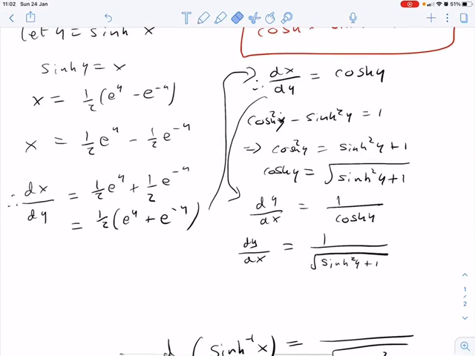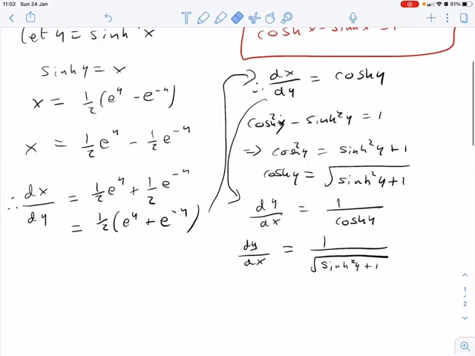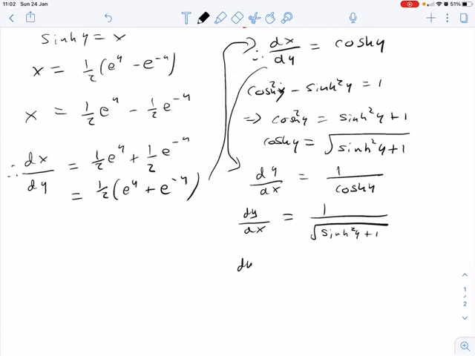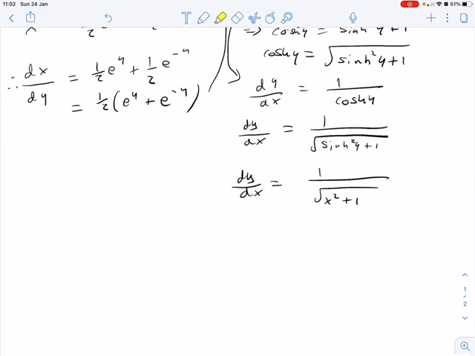And now, what was the final result at the bottom, but we'll get to that. What we need to do now is simplify this term here. And hold on a second, at the beginning I identified x as equal to sinh y, so sinh squared of y is just going to be x squared. So we have that dy/dx equals 1 over the square root of x squared plus 1. And that, everyone, is the result we are looking for.